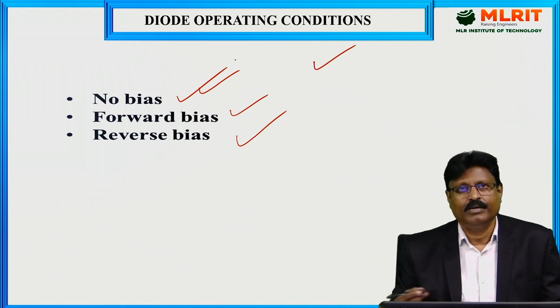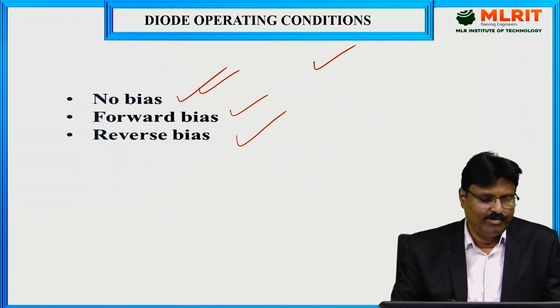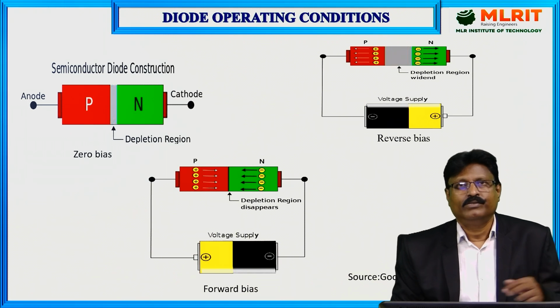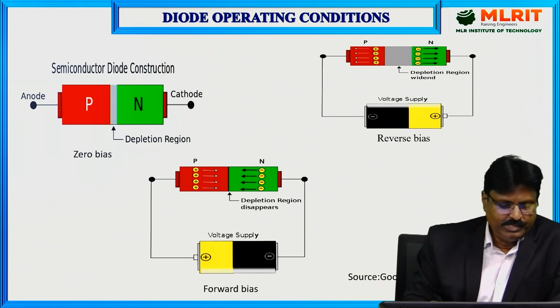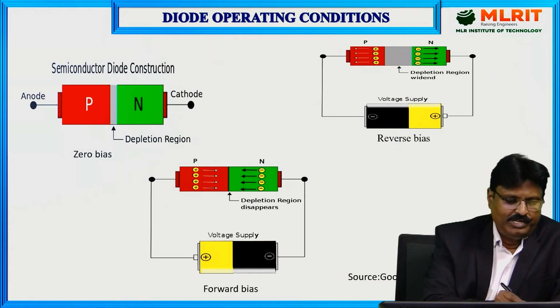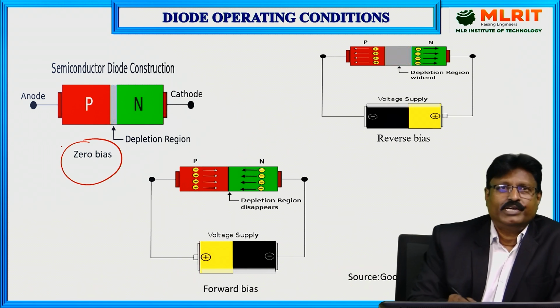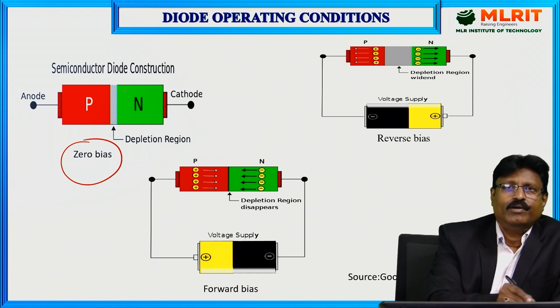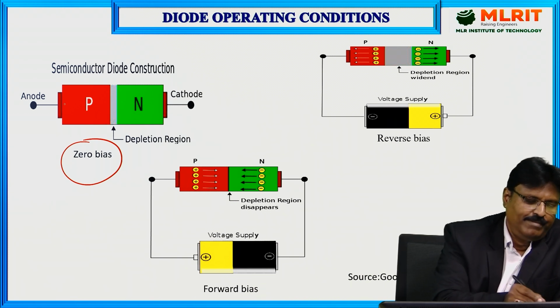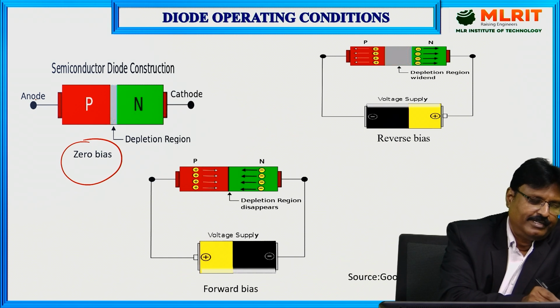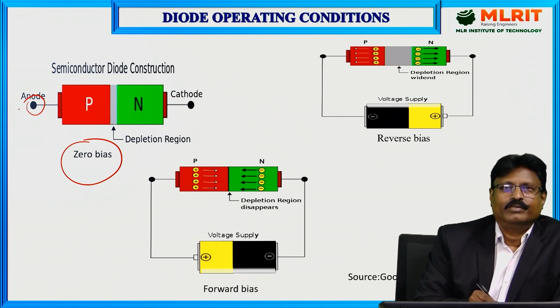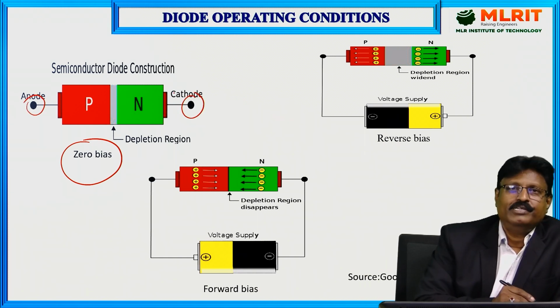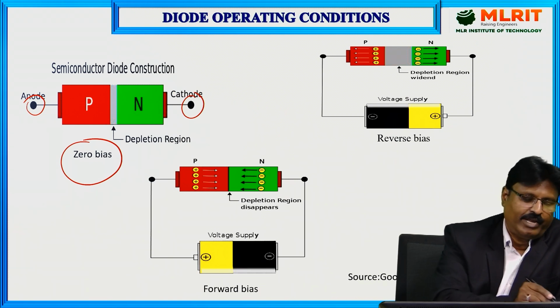In the next coming lecture, I will be saying about forward bias and reverse bias. Okay. So this, as you can see here, first one is a zero bias. This is a PN junction diode, and as you can see, this P side, the terminal is called an anode, and the N side, the terminal is called a cathode. The terminals of a PN junction diode are anode and cathode.